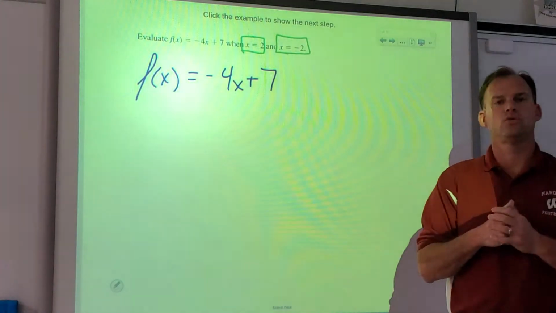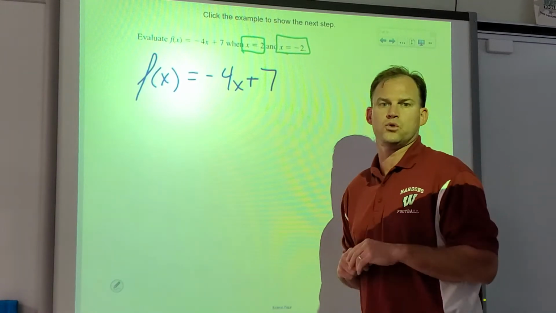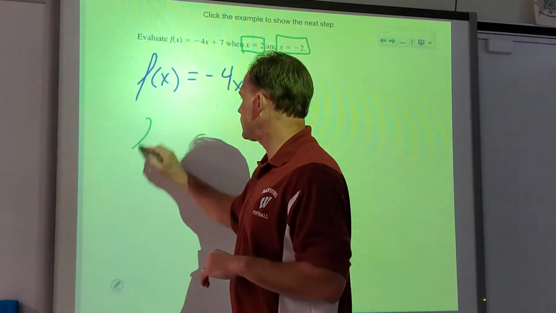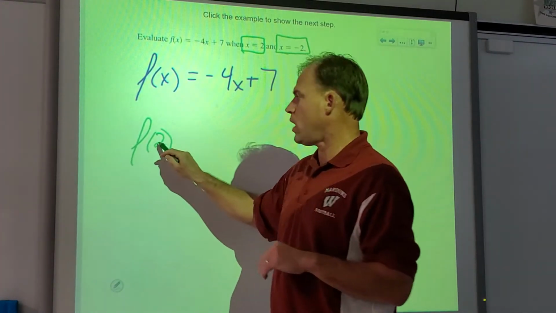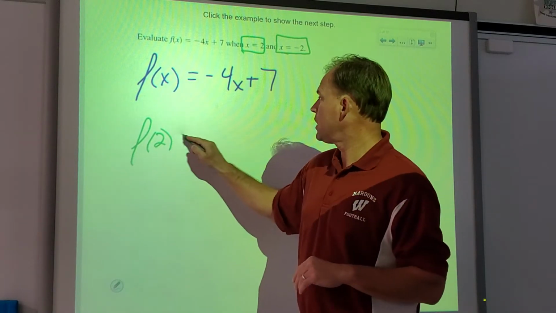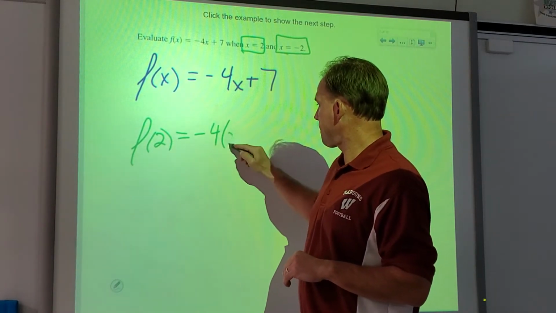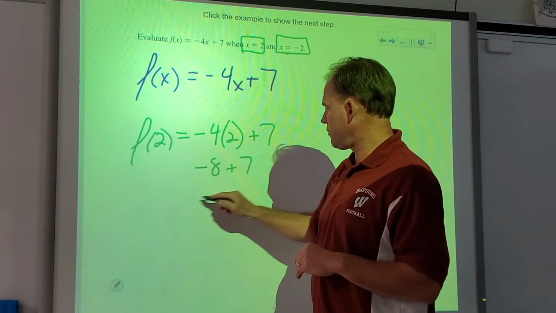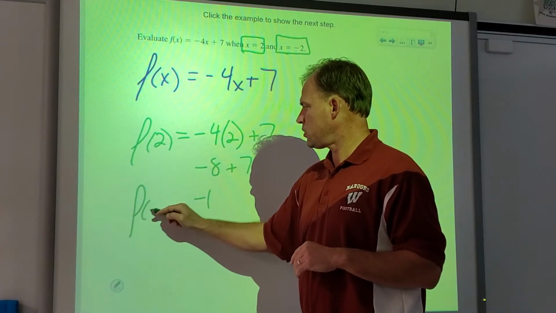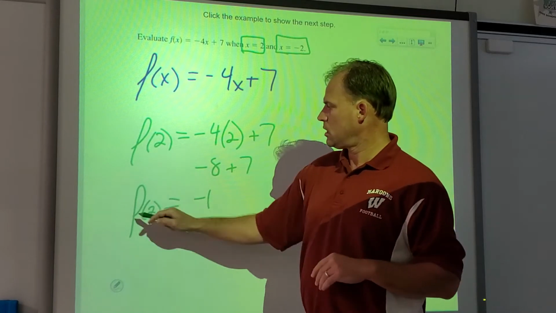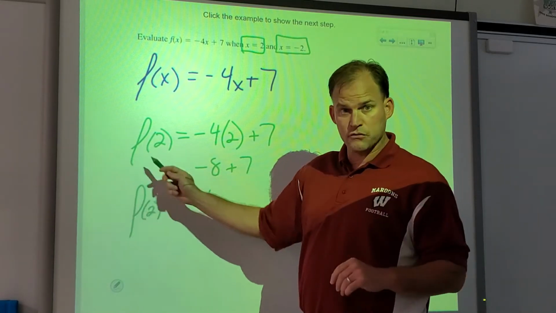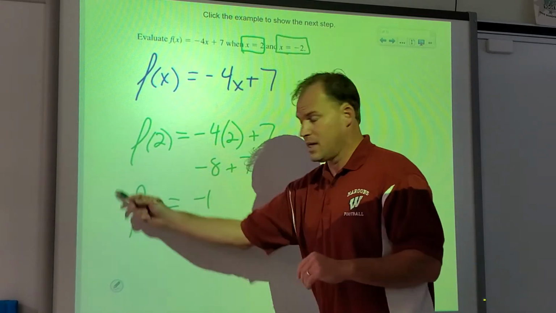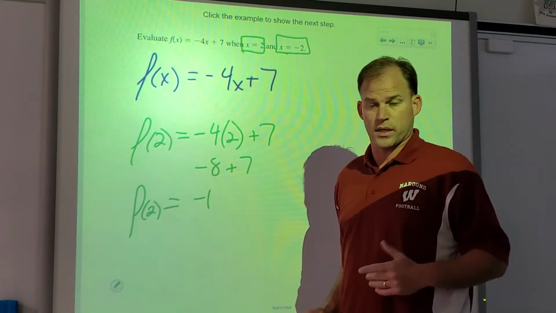So all I'm doing is telling you what values to plug in. So the way you write this is you tell me what number you're plugging in here, and then do the work. Do the math, negative 8 plus 7, negative 1. So this is how you would write this answer. F of 2 equals negative 1. And that's it, that's done. That's the answer right there.